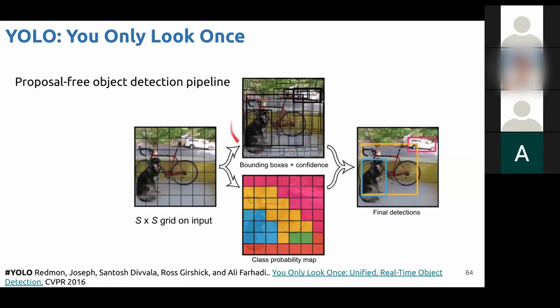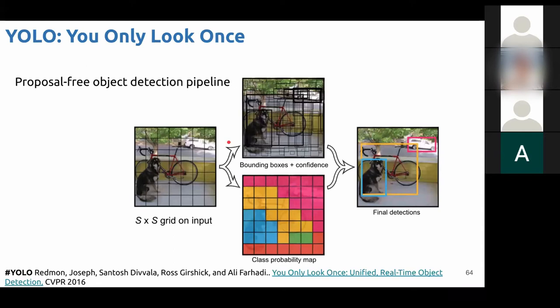You can think that this part is similar to the region proposals. It's not giving the class, it's just telling you, if there was an object centered in this cell, the bounding box would be like this, and this is the confidence score that it is an object. That's one of the types of outputs that this model has.